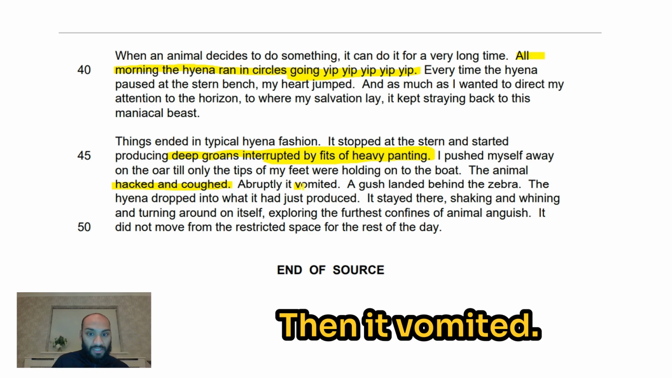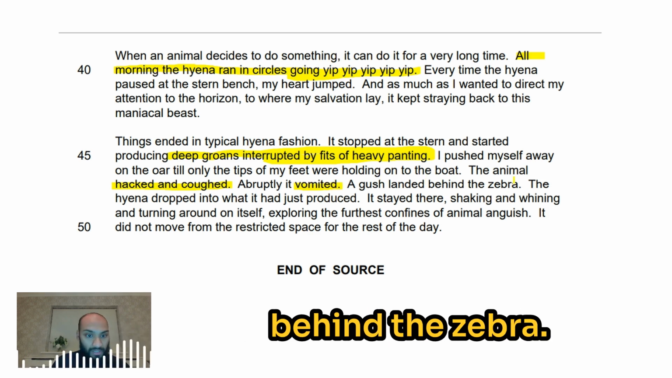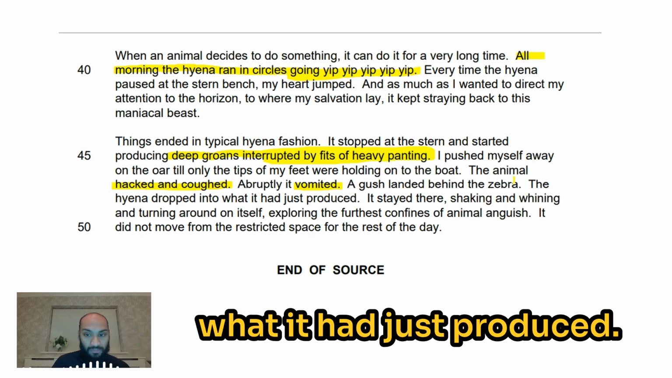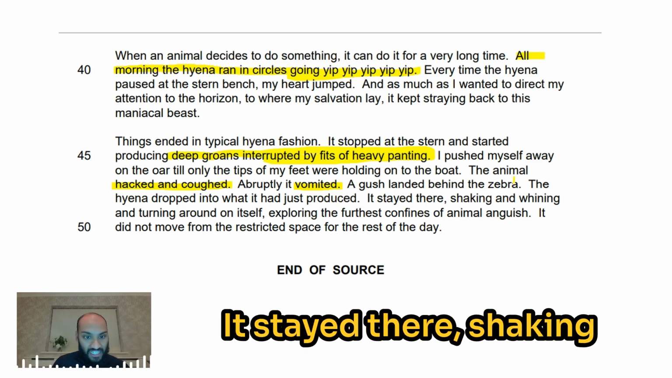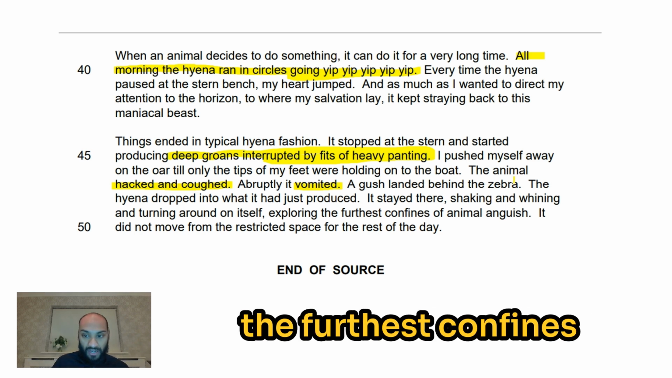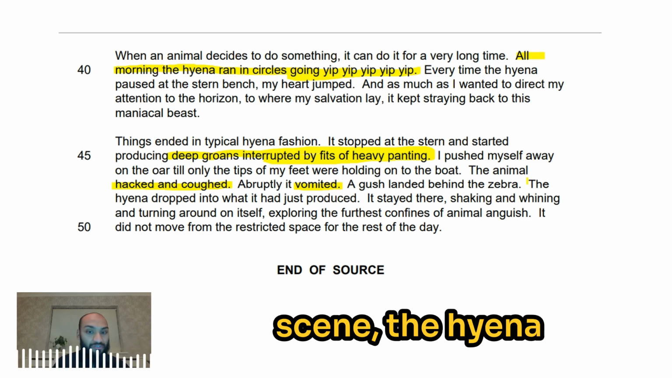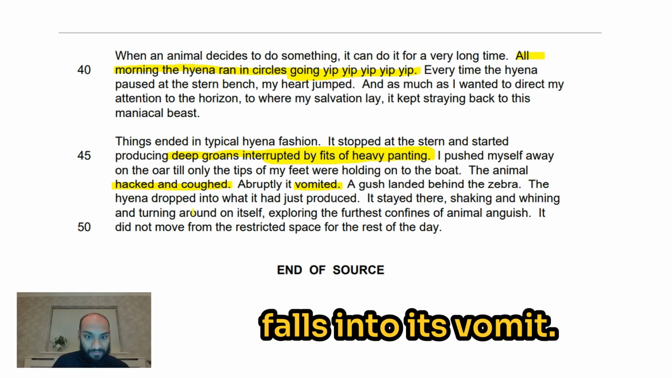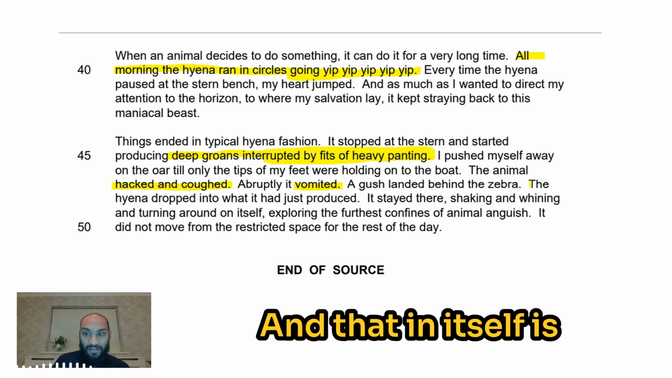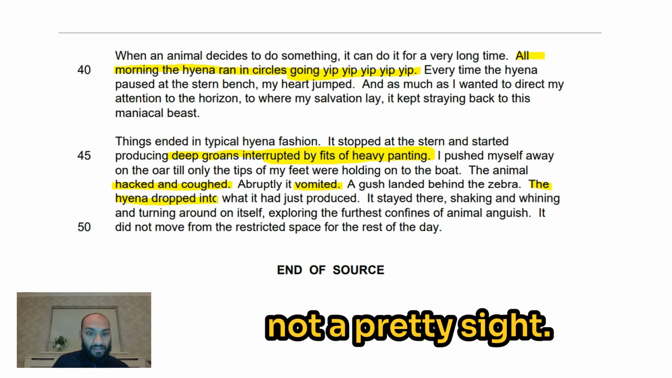Then it vomited. Abruptly, it vomited. A gush landed behind the zebra. The hyena dropped into what it had just produced. It stayed there, shaking and whining and turning around on itself, exploring the furthest confines of animal anguish. If you imagine the scene, the hyena falls into its vomit, and that in itself is a scene of disgust. Not a pretty sight.